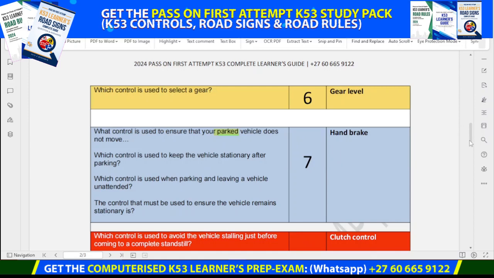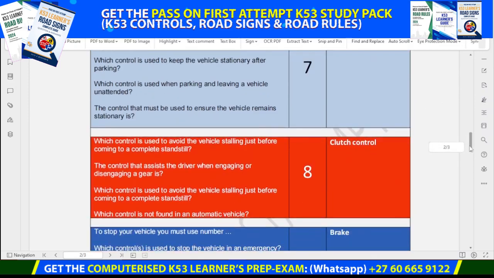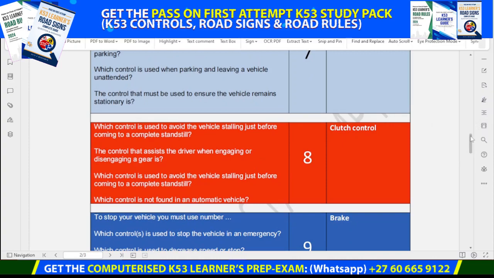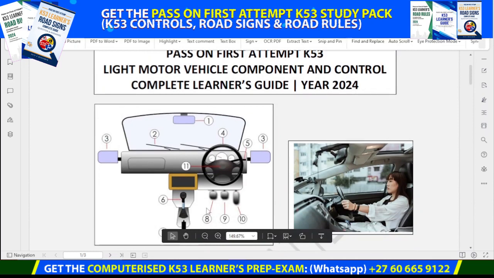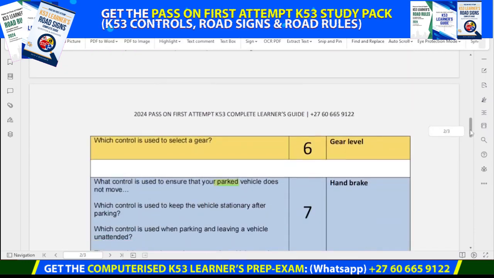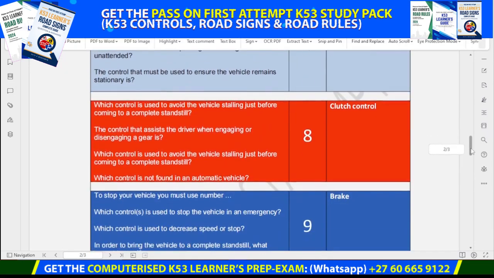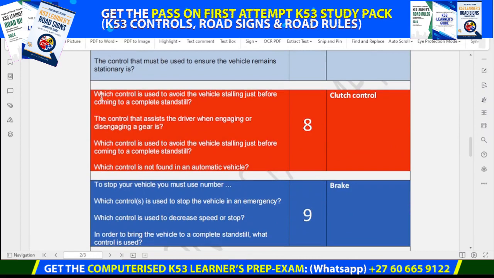Now let's look at control 8. What is control 8? Let's go back to our diagram. This is control 8, which is the clutch. Control 9 is the brakes, and control 10 is the accelerator. But here we want to look at control 8, the clutch. So what questions would you be likely to encounter on the clutch? First question: which control is used to avoid the vehicle stalling just before coming to a complete standstill?